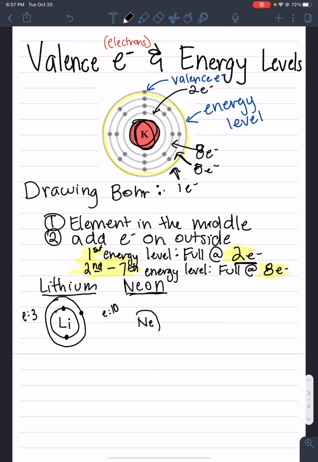So in our first energy level, remember there's 2, and now it's full. Now we need to do our second one. So our second one, it can do a total of 8 till it's full. And since we have 10 electrons, we already took away 2 of them, so now we have 8 that we need to put in there. So we can put all 8 into this energy level.